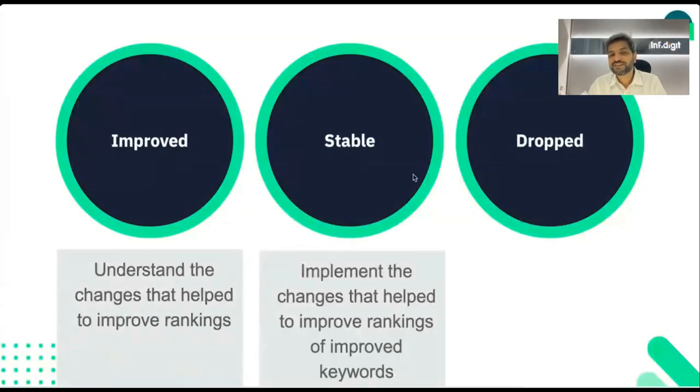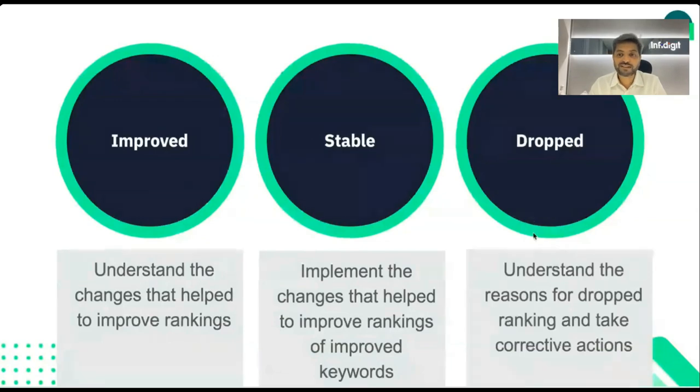For the keywords which are stable, what we are going to do is implement those changes which we understood, that, hey, these changes help me improve the ranking. I'll implement those changes on the keywords which are stable to improve the ranking of these keywords as well. And then there would be some keywords which have dropped in ranking. So again, over there, you would have to analyze that, hey, what happened? Why did the rankings drop for this set of keywords? And you will have to take corrective actions on that particular set of keywords.